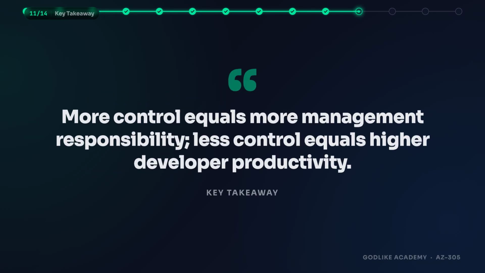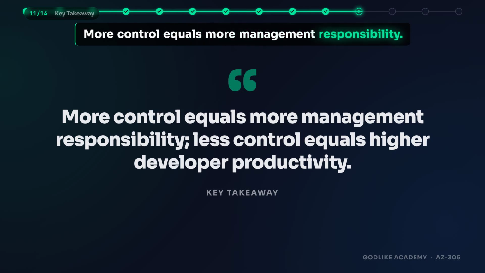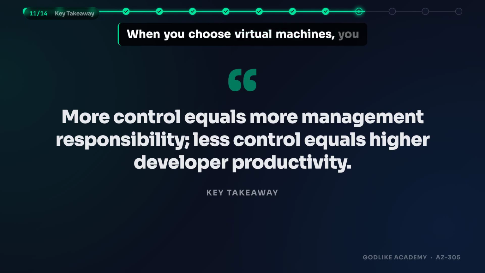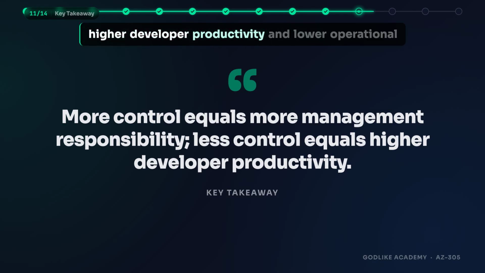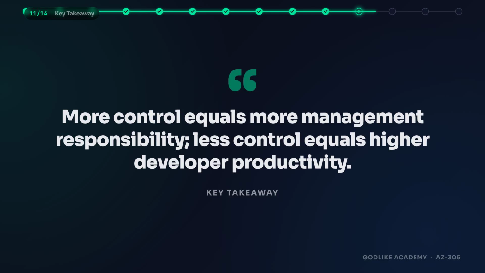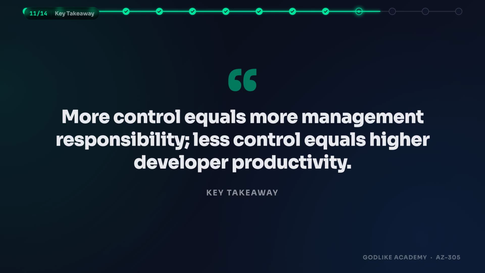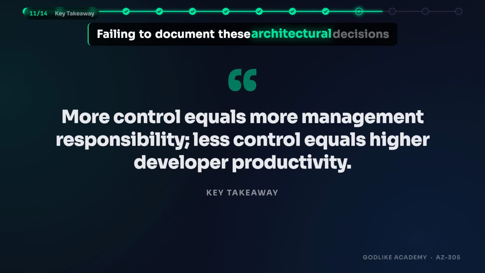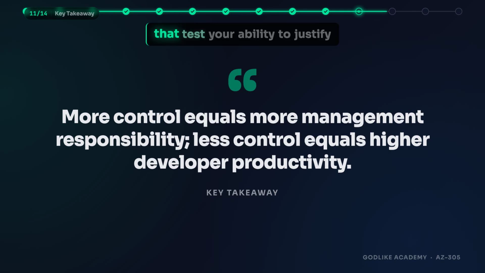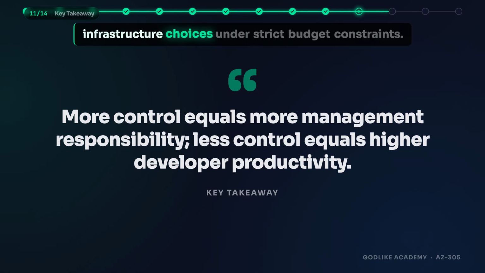Remember this principle: more control equals more management responsibility. When you choose virtual machines, you gain flexibility but accept the burden of patching and maintenance. When you choose functions or app service, you trade some control for higher developer productivity and lower operational overhead. This trade-off directly impacts your monthly cloud spend and team velocity. Failing to document these architectural decisions will cause confusion during certification scenarios that test your ability to justify infrastructure choices under strict budget constraints.